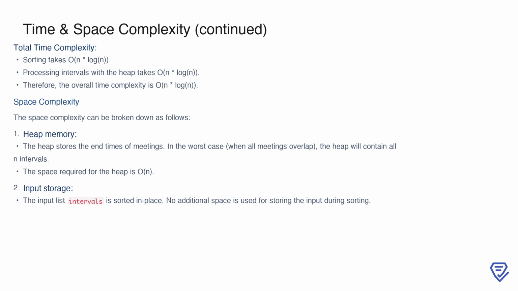The primary space usage comes from the heap, which stores the end times of the meetings currently in progress. In the worst case, where every meeting overlaps, the heap may need to store all n intervals, resulting in O(n) space usage. As for the input list, it is sorted in place. This means no additional space is required for sorting, and the input storage does not contribute to the overall space complexity. Thus, the total space complexity is dominated by the heap and is O(n).